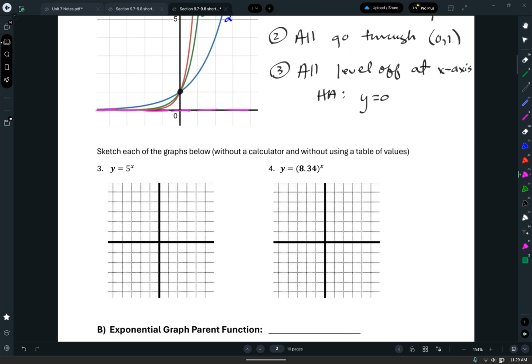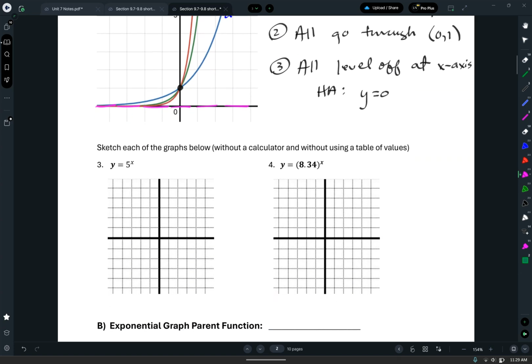Okay, so number 3, it says sketch each of the graphs below without a calculator. All right, it's kind of a trick question because like we just said, it doesn't matter if it's 5 to the x, 2 to the x, 3 to the x, 10 to the x, it's always going to go through the point (0, 1). It's always going to level off right here at the x-axis. And they're all going to have that same basic shape where they level off right there and then they kind of shoot straight up. Well, not straight up, but almost straight up.